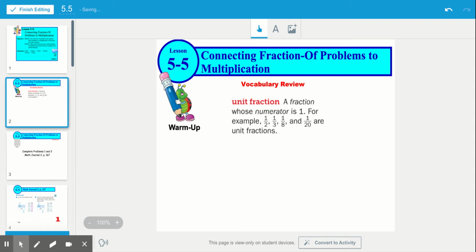Before we begin, let's take a look at this vocabulary review. Let's look at unit fraction. It's a fraction whose numerator is 1. For example, 1/2, 1/3, 1/8, and 1/20 are all unit fractions. Notice that their numerator is 1.